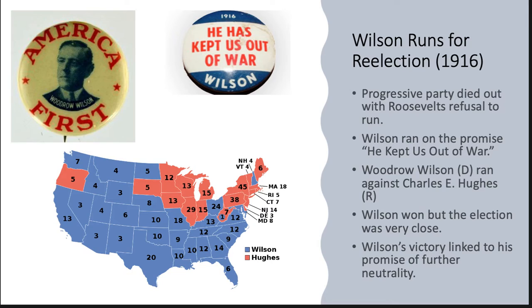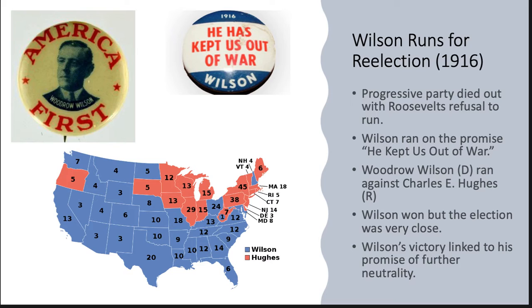We have Woodrow Wilson, the Democrat, against Charles E. Hughes, the Republican. And you can see, based on the political party map there, that it was overwhelming, the support for Wilson in states in the South and in the West. But because of the Electoral College, Wilson is going to squeak by and win the election of 1916.